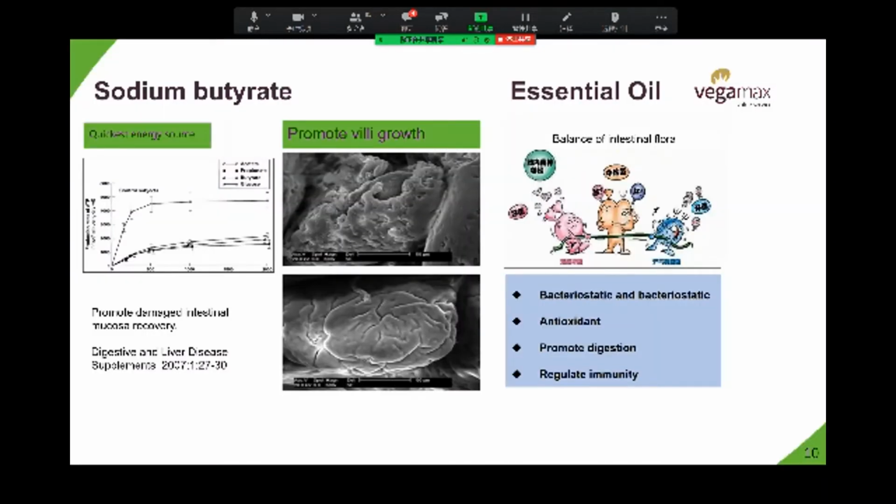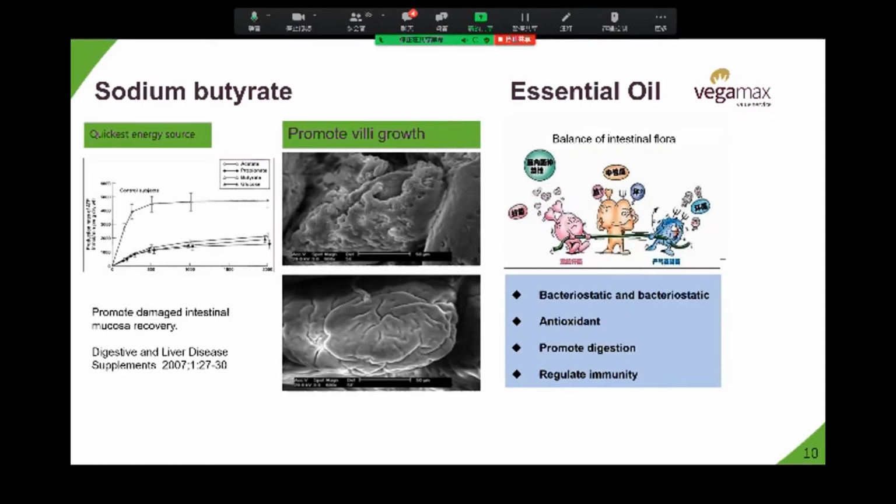For the sodium butyrate, it is the quickest energy source for the intestine, and it can also promote villi growth and repair the intestinal mucosa. While for the essential oil, it can balance the flora in the hindgut, promote digestion and improve the immunity.